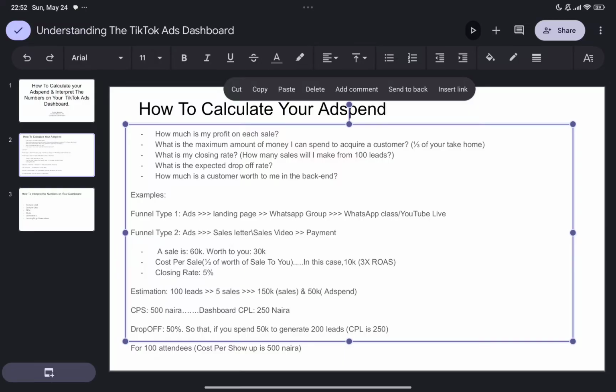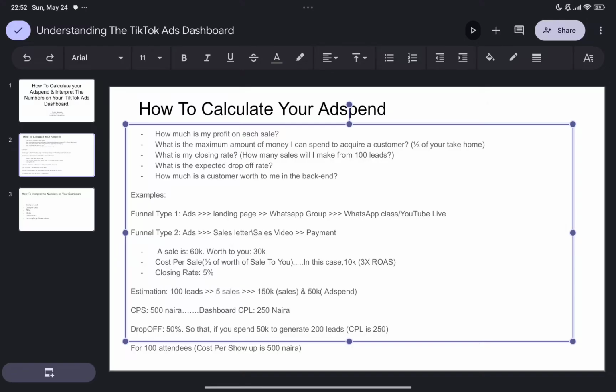So funnel type 1: ads to landing page. Then from the landing page, they click on the button, it takes them to a WhatsApp group. Then from the WhatsApp group, you can have a WhatsApp class presentation or a YouTube live. This is one type of funnel I've seen people use repeatedly.